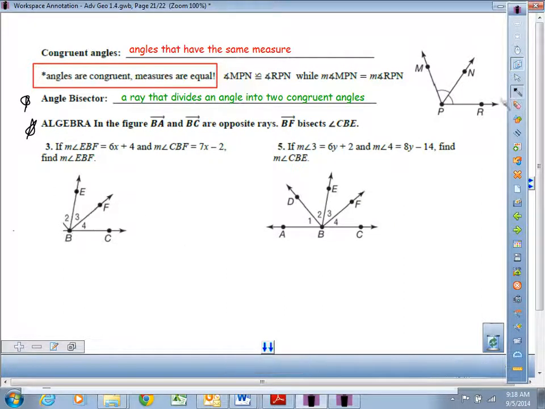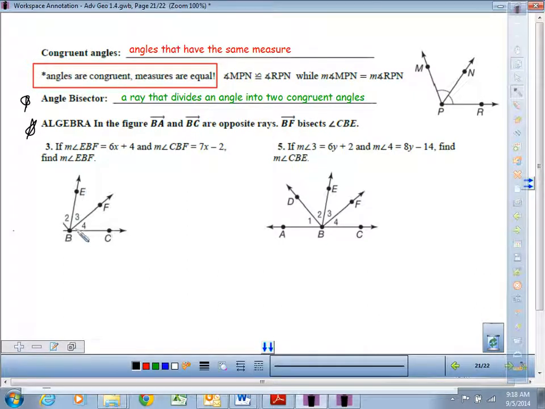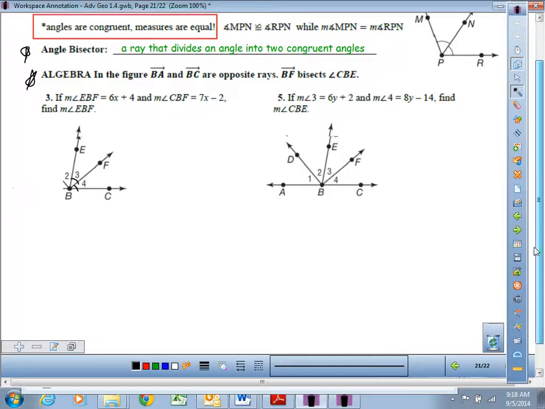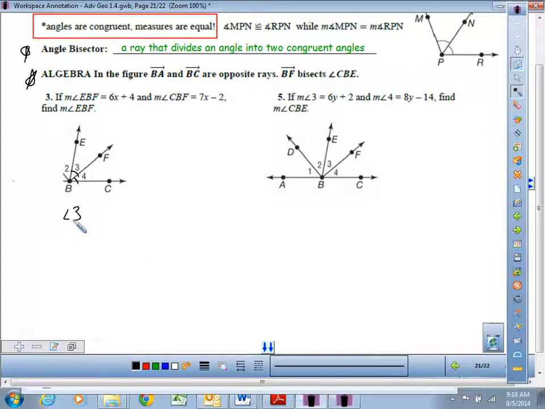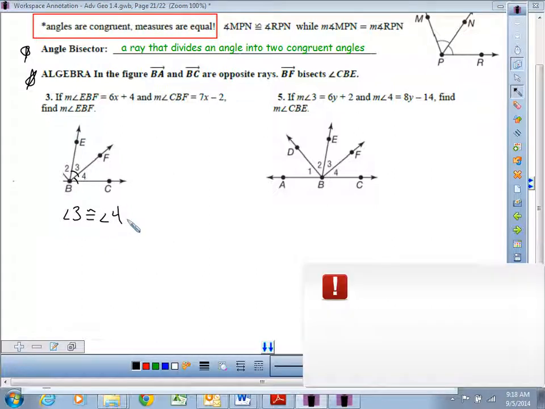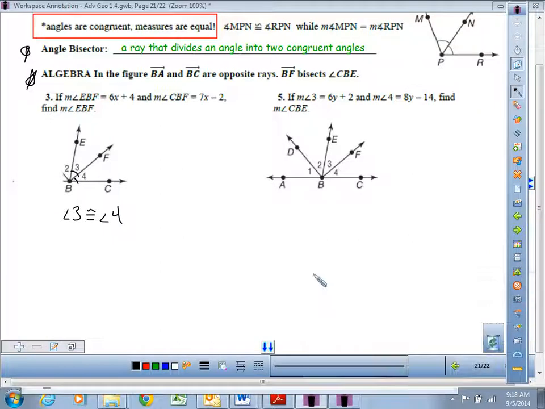All right. So this ray bisects this angle, which means that these two angles right here, 3 and 4, are actually congruent. So what I'm going to do is show that. I'm going to say that angle 3 is congruent to angle 4, which means they have the same measure. So if this is 40, this is 40, and so on. Now let's go ahead and read that. That was given for both of these problems.